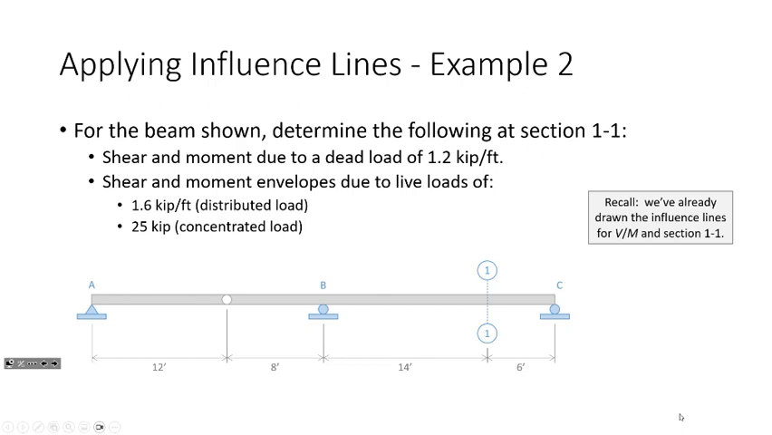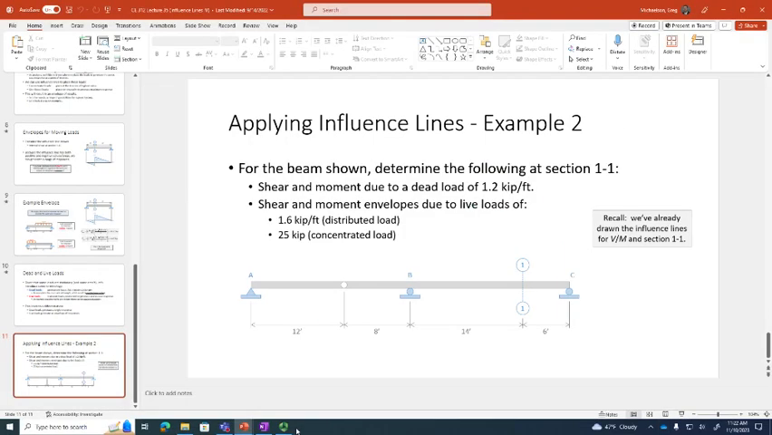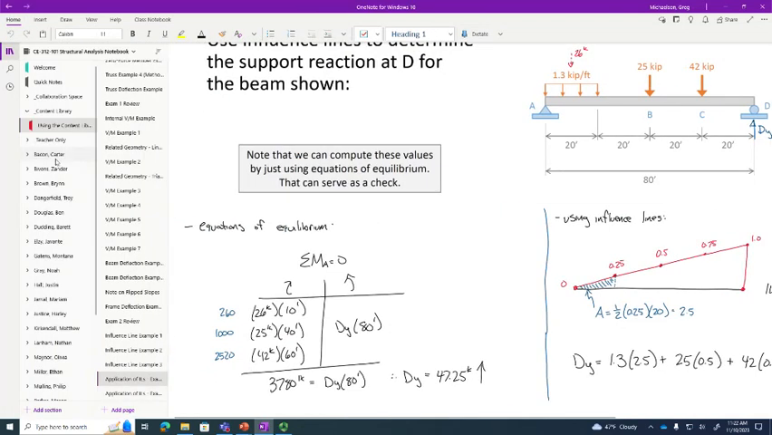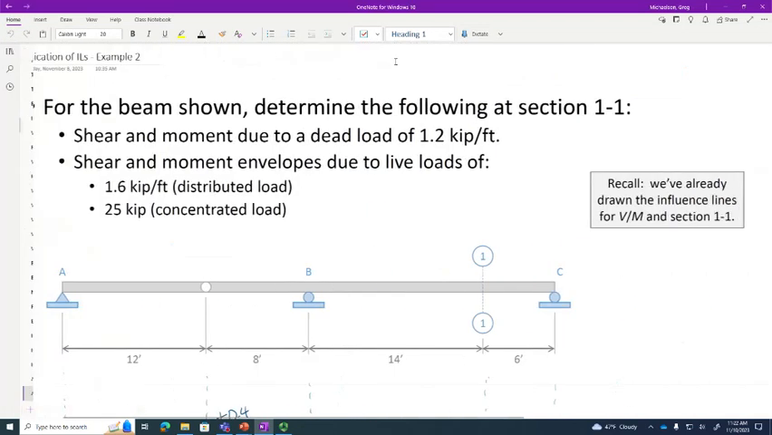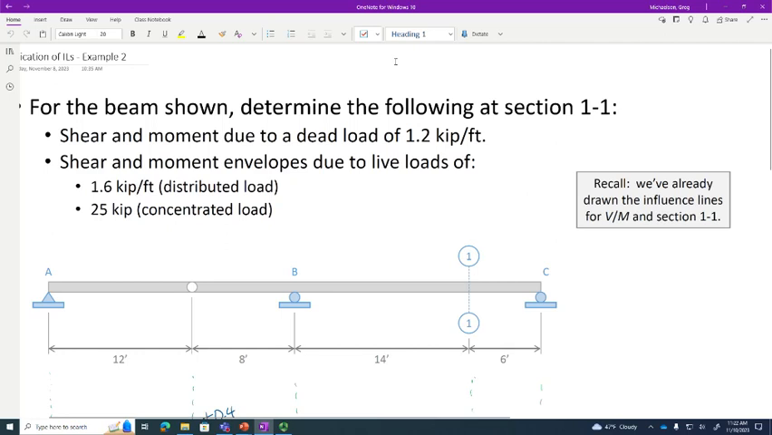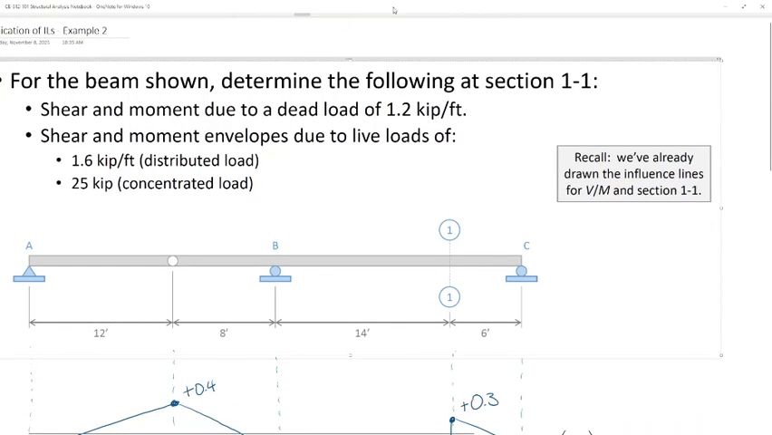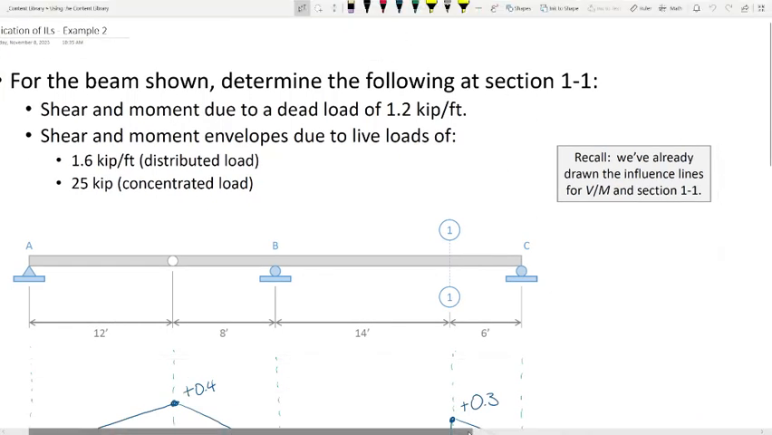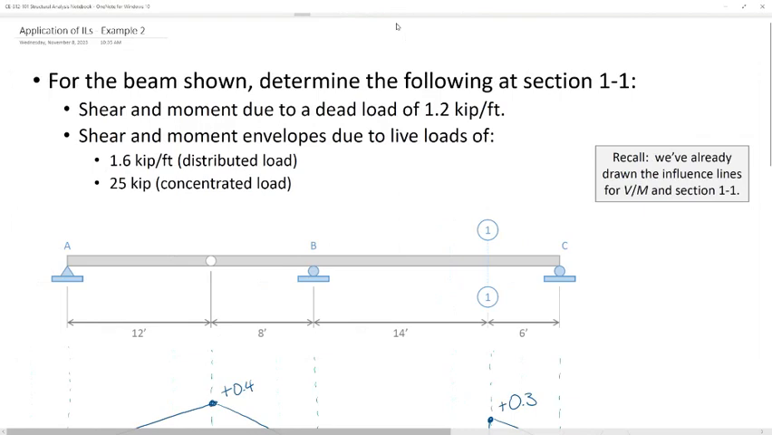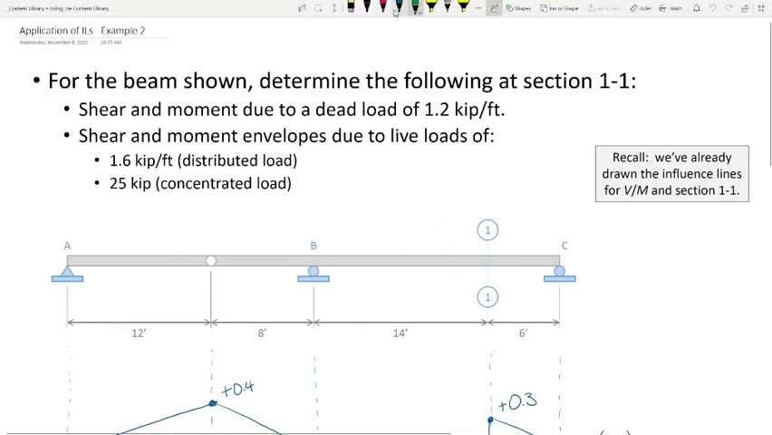Let's look into that. So, I got a little bit of an interesting example. So, we're going to go back to influence line 2, okay? Let me scroll this over. There we go. Okay, we're going to go to influence line 2. All right, so what do I mean by influence line 2? This was the second problem that we did, okay?